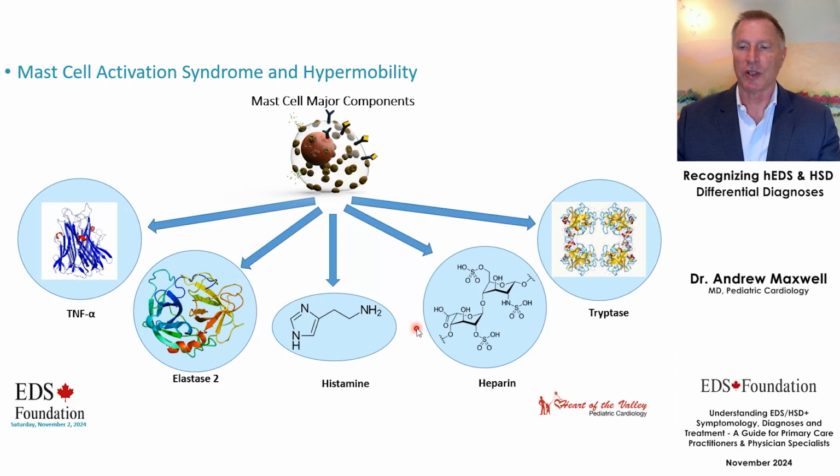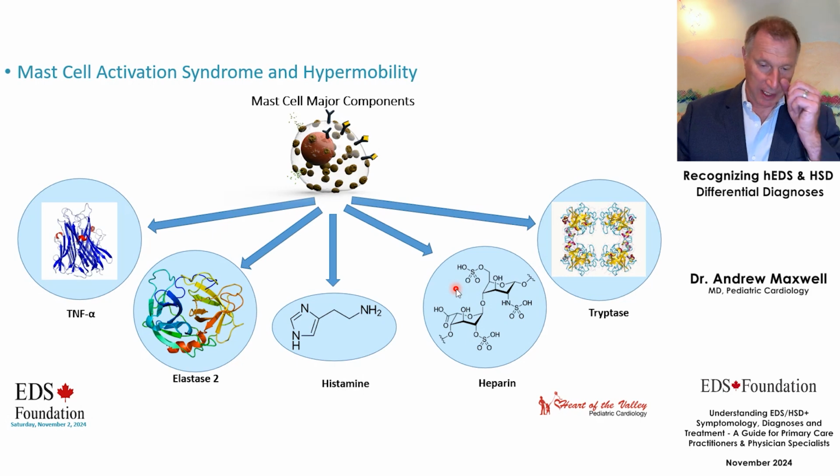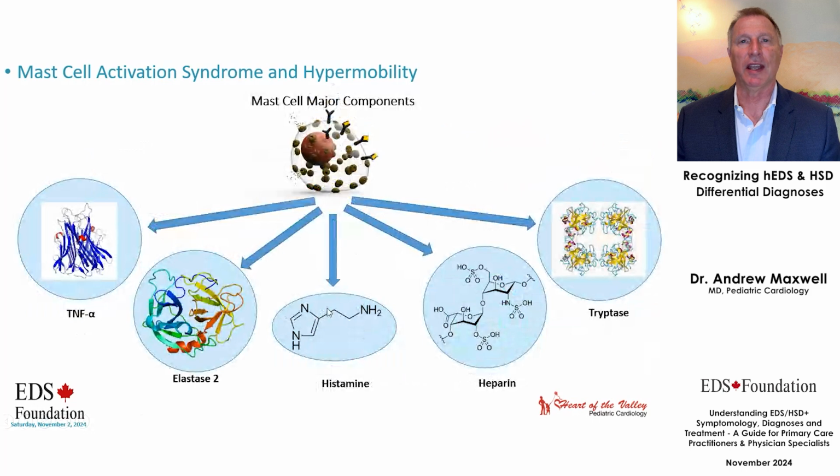Other components that are really important, for instance, heparin. Heparin is secreted in higher amounts in mast cells that are activated and probably contribute in some way to the bleeding diathesis that we see with these patients. Then there are tryptases and proteases. These are enzymes that break down proteins and elastin. And finally are mediators of inflammation, such as TNF alpha.